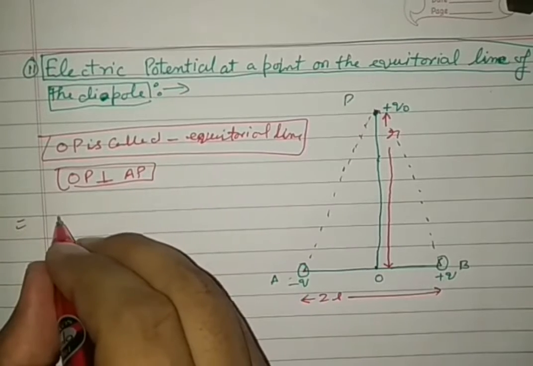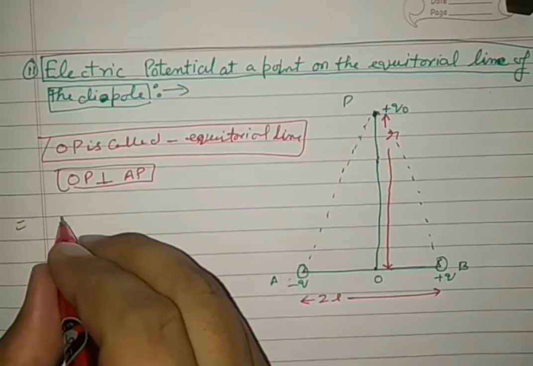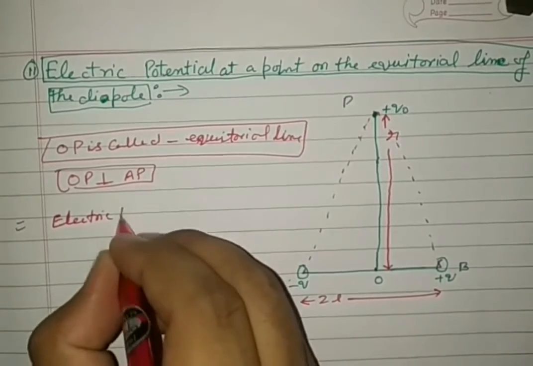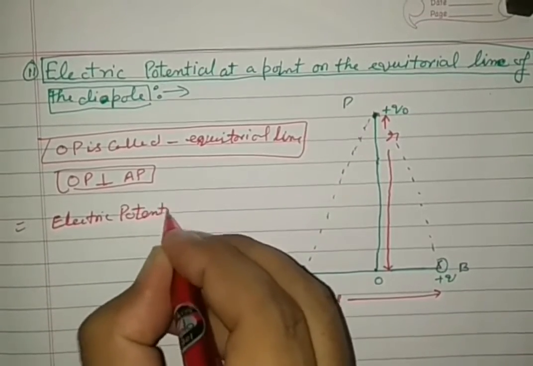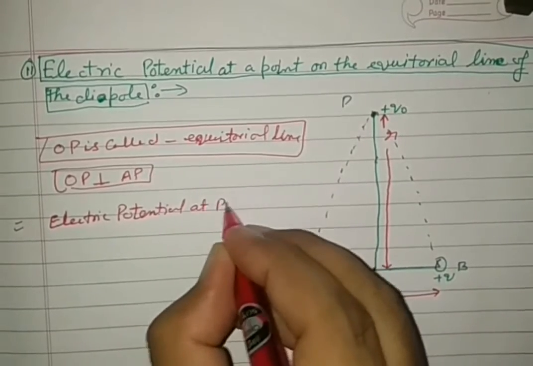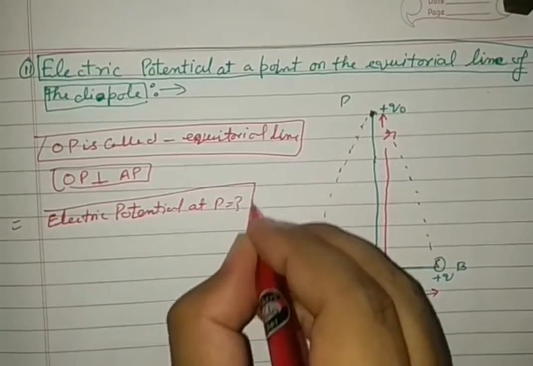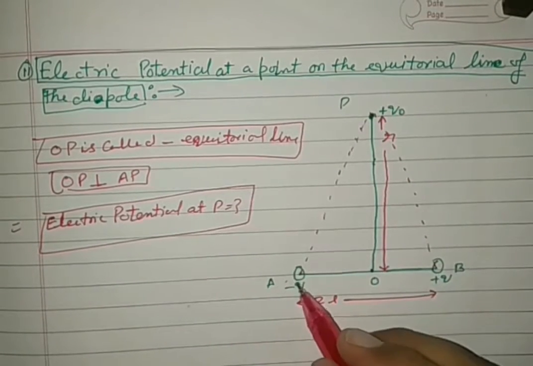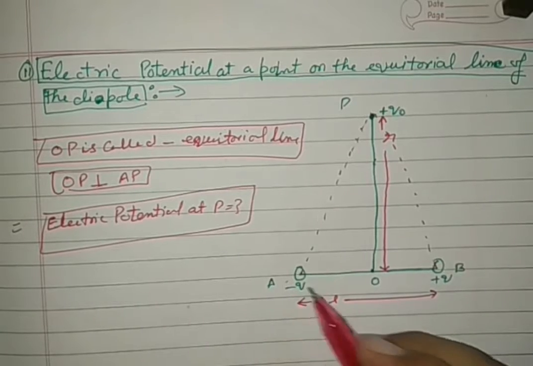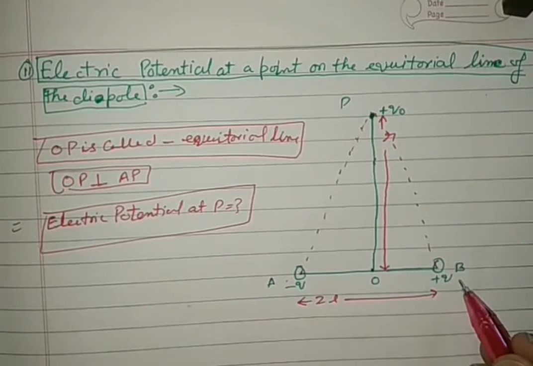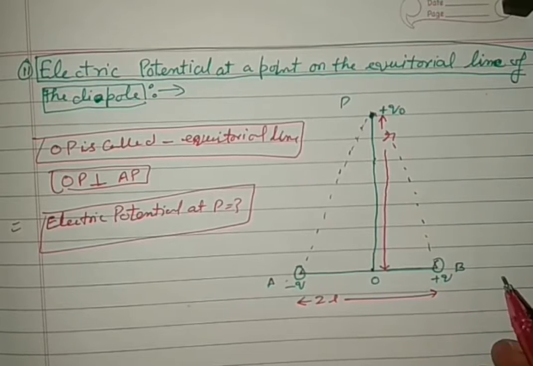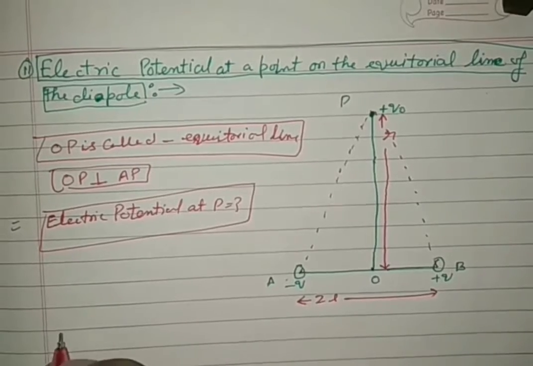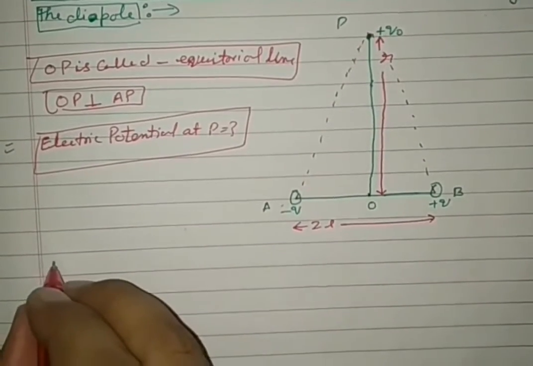What will we calculate here? What is required to calculate here? We are going to calculate the electric potential at P. The net electric potential at P is due to two charges: one due to the negative charge minus Q at A, another due to the positive charge plus Q at B.